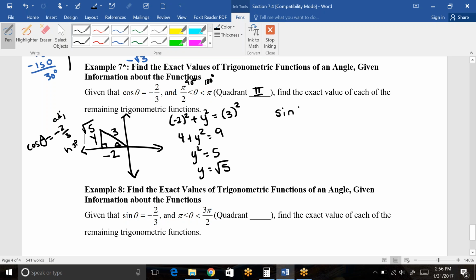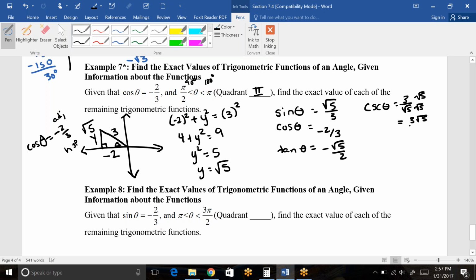So once you have that, you can actually write all of your ratios pretty quickly now. Sine of theta is opposite over hypotenuse, so that would be square root of 5 over 3. Cosine we already knew, so negative 2/3. Tangent is opposite over adjacent, so that would be negative square root of 5 over 2. Cosecant is the flip of sine, so that'd be 3 over the square root of 5, and we need to rationalize it. So that would be 3 square root of 5 over square root of 25, which is just 5.